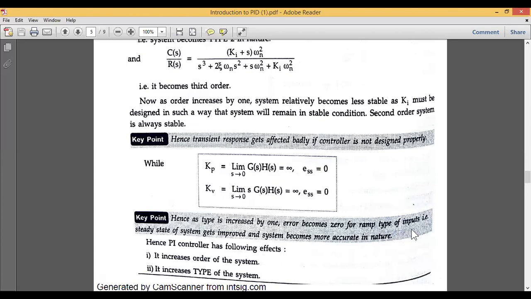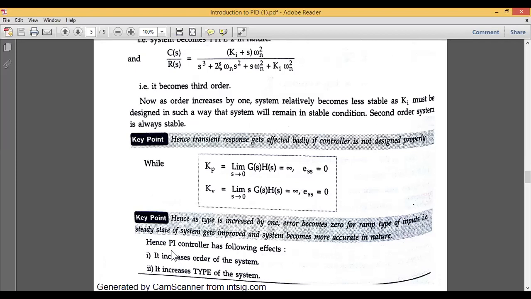Usually we take square terms, we take it for some parabola, or for s it becomes ramp, and it goes on. Again it depends what type of input you are applying. So just remember, increasing the order by 1 has made your error 0 in the PI controller, and the system becomes more accurate in nature if you make use of ramp type of inputs. That is nothing but the steady state of the system gets improved, if the error is getting reduced.